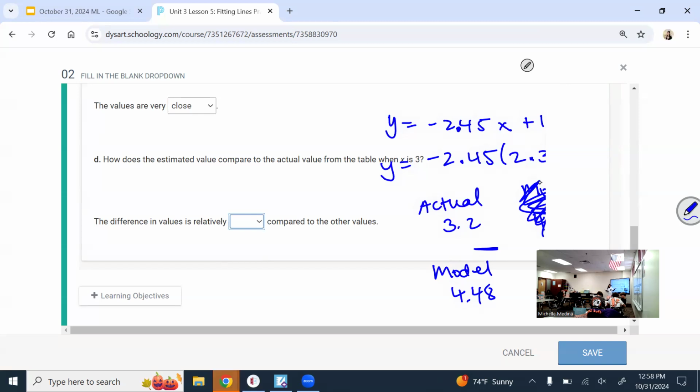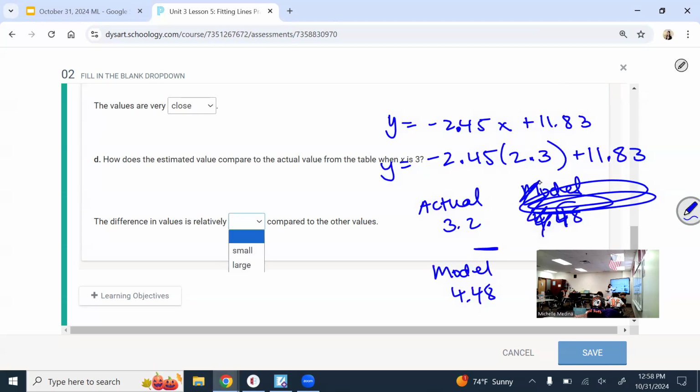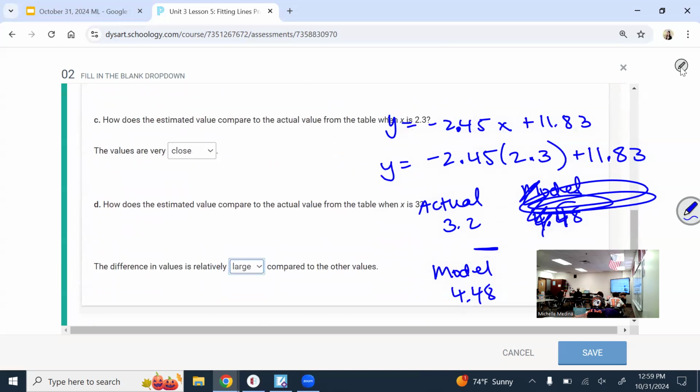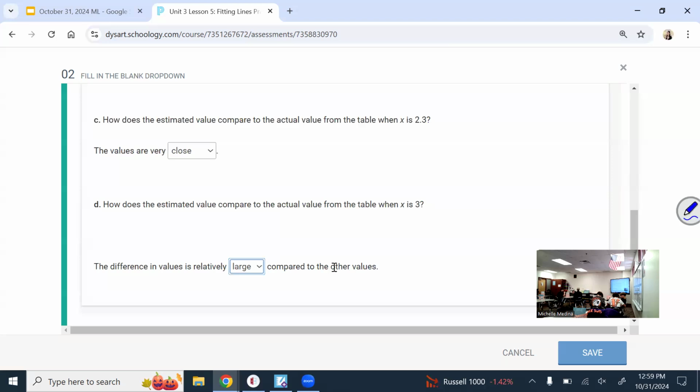What I think, because it said compared to the other values, like in our table, I think it's gonna say large. That the values are relatively large compared to our other values. Because I mean, yes, in the grand scheme of things, those numbers are not that far from each other. But like the 6.2 compared to the 6.195, like that is way closer. So that is what I'm thinking it'll say. I'll check the key right now. And I am correct. So it just depends what you're comparing it to. Compared to the other values, that difference is pretty large.